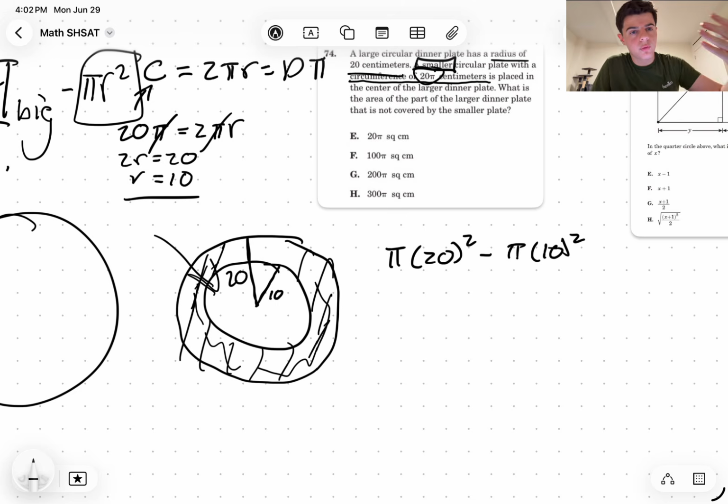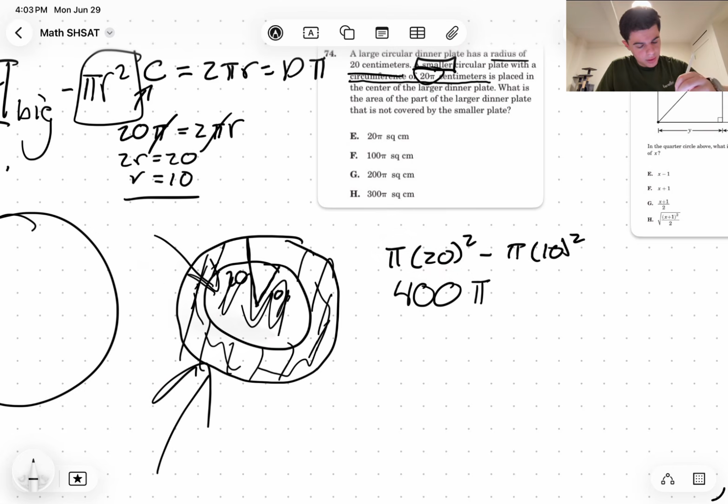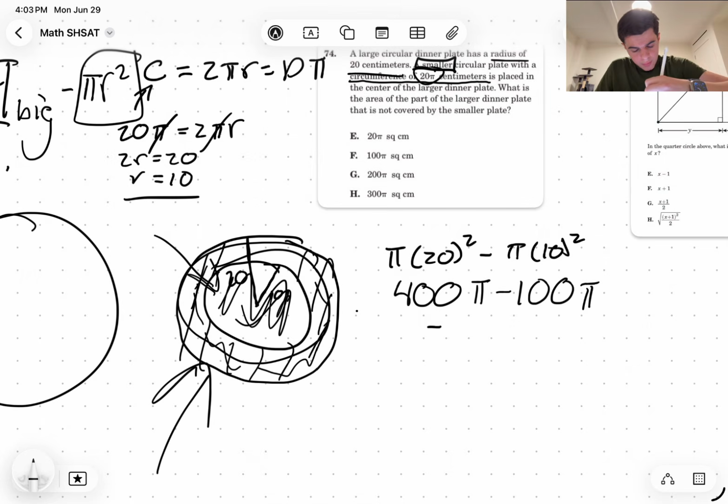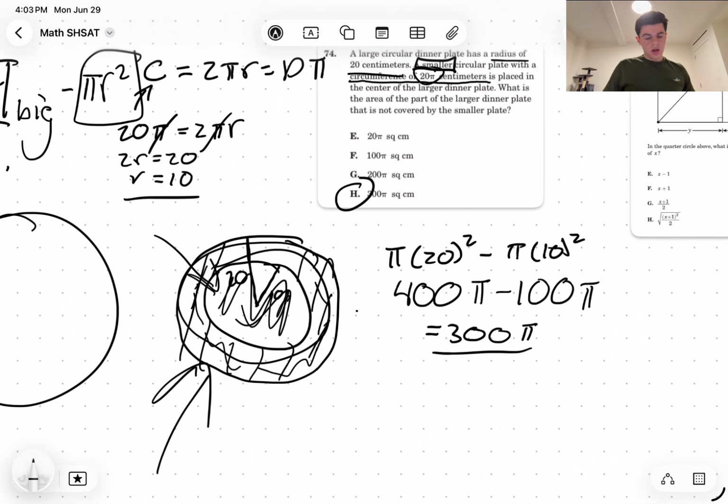Well, 20 squared is 400, but you can just multiply. So you get 400 pi. That's the area of the big plate, but now we have to subtract this part to get the outside. 10 squared is 100, so minus 100 pi, and then 400 pi minus 100 pi equals 300 pi, which is answer choice H.